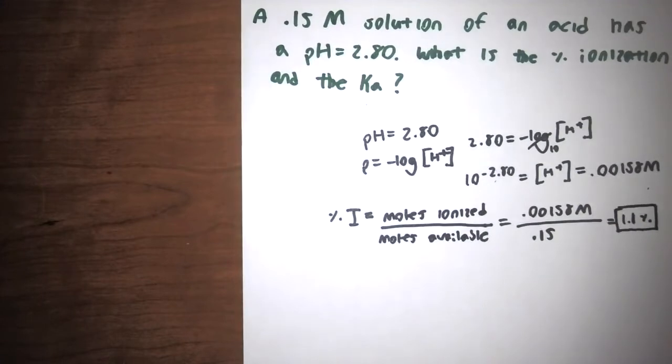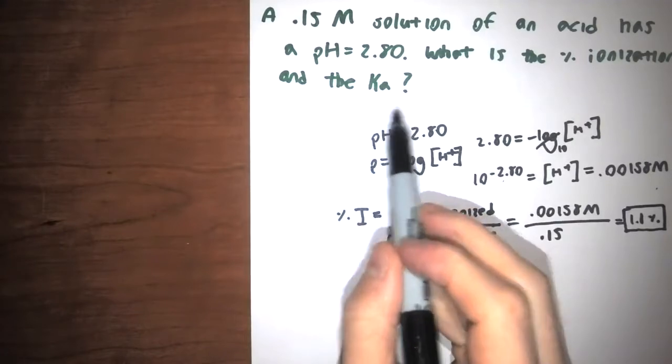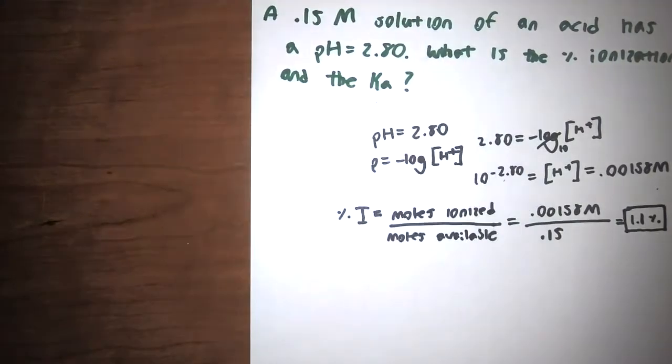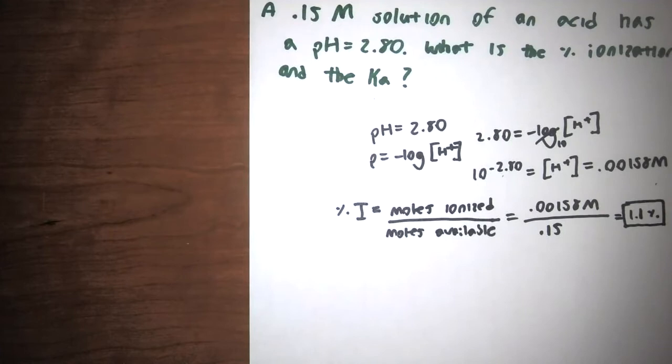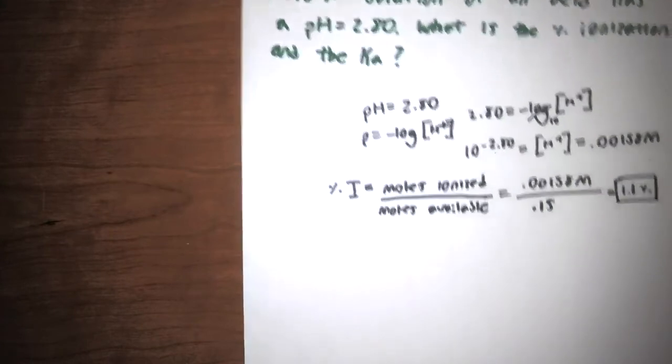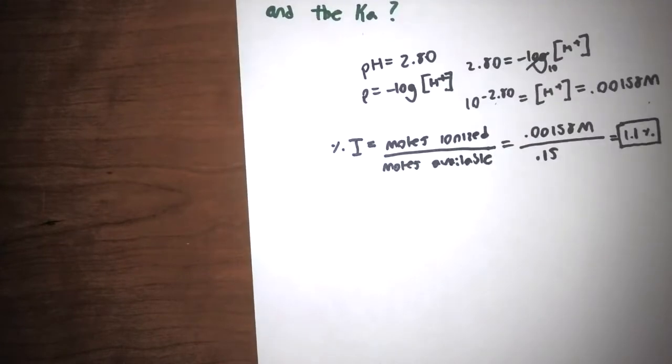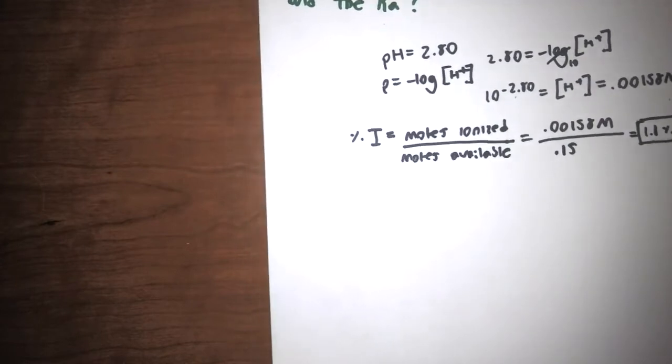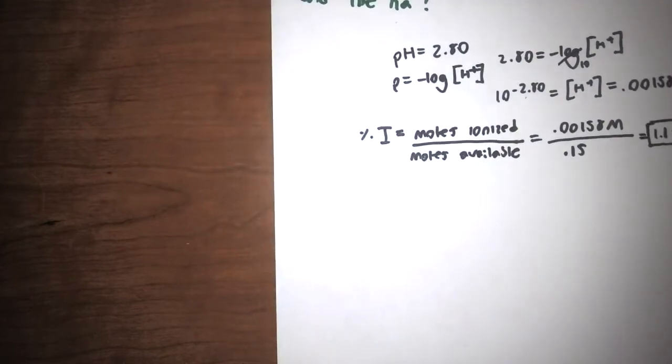But we're not done. We're looking for what is the Ka. Whenever you're asked what is the Ka, what is the Kb, you most likely are going to have to set up an ice table, which we know from equilibrium. We should be pros at it by now, so let's go ahead and try setting one up.